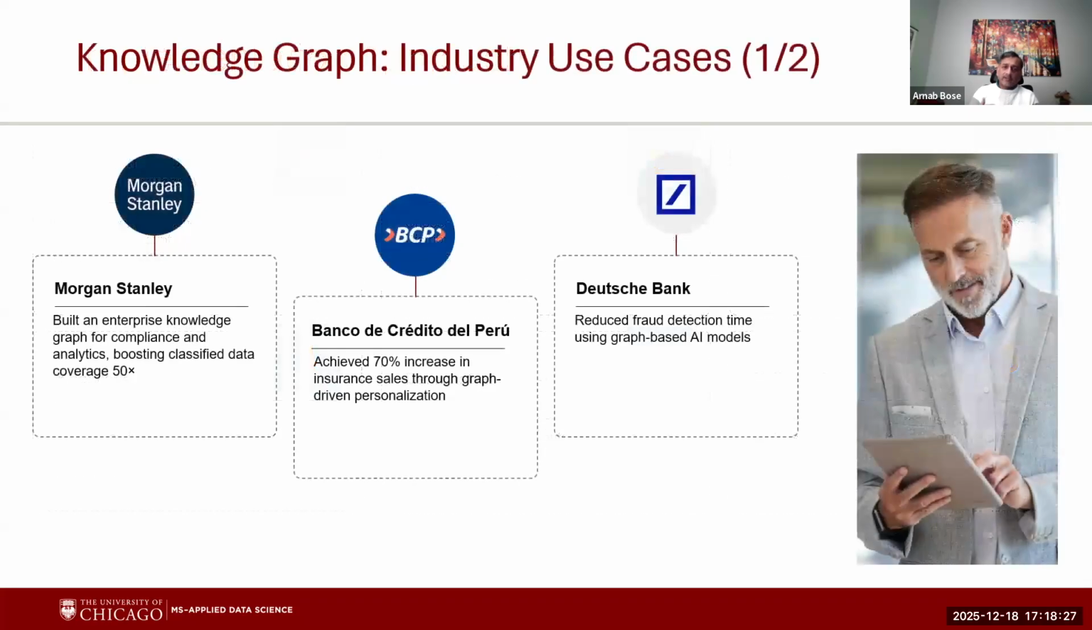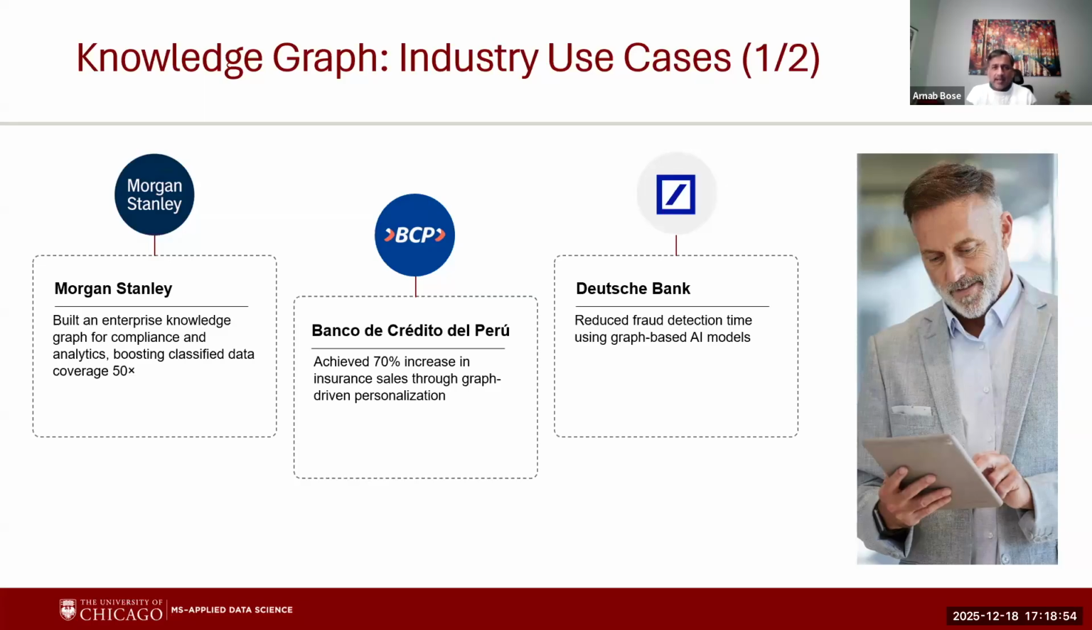So, what are some actual industry examples, right? So, these are some of the examples. Again, these are all available. Like, just pulled some examples out. So, Morgan Stanley, you can see it, they built a knowledge graph for compliance and analytics, which again is a very powerful use case, right? As you know, finance is a highly regulated industry, highly regulated vertical. So they have it out there.